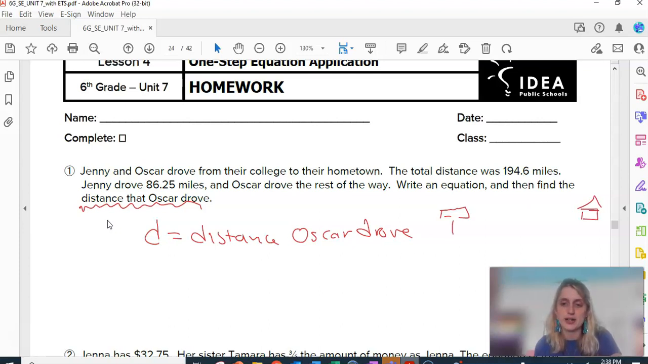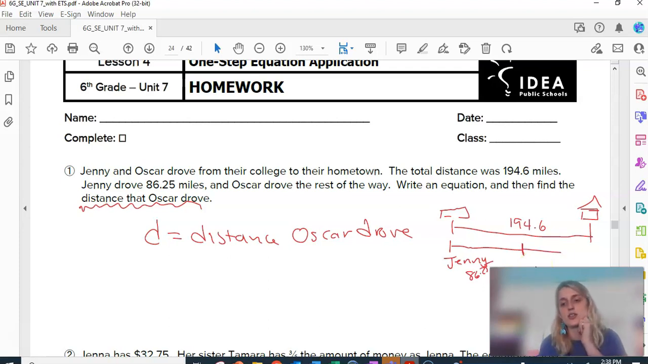That's it. Okay. They're going to drive all the way, and all the way is 194 6/10 miles. Jenny drove the first bit. Jenny's driving 86, I'm going to call it about that much. Does not have to be to scale. We'll call this part Jenny. And we do know how much Jenny drove. She drove for 86 25/100. And the rest of it is Oscar, which we don't know, and we called that D. So what are you going to have to do between these 2 quantities to tell me that they are equal to the total? Write me an equation, solve for your variable.